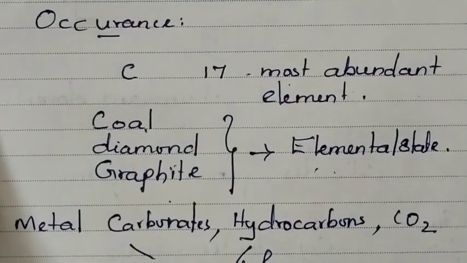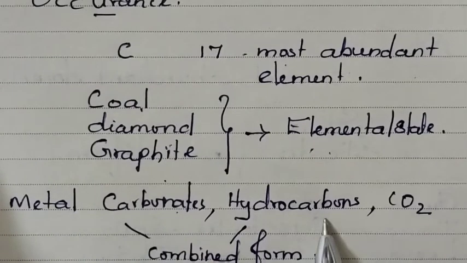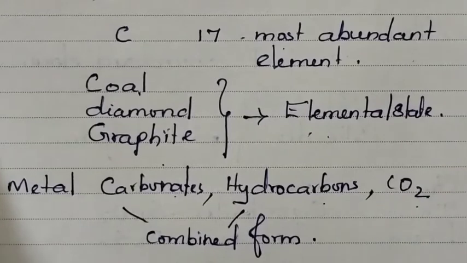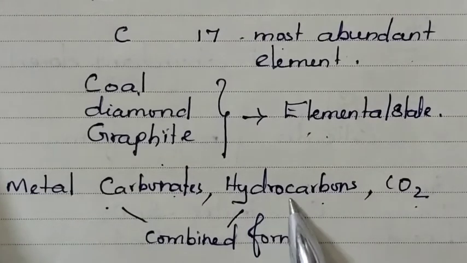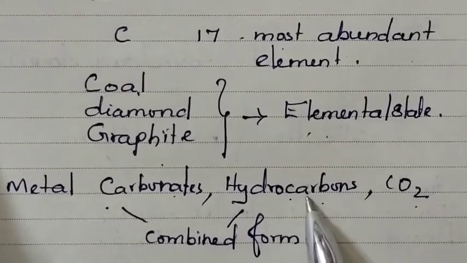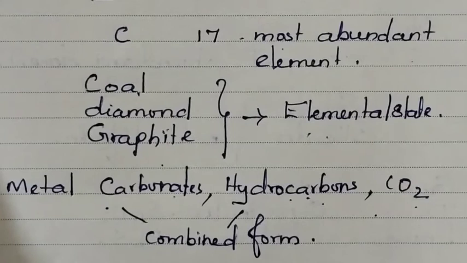But in combined state, it exists as metal carbonates, hydrocarbons, carbon dioxide, etc. These are the combined forms of carbon. In combined form, it exists as metal carbonates, for example sodium carbonate. Hydrocarbons, for example methane, ethane, propane, butane, pentane. These are hydrocarbons. Carbon dioxide. These are some of the combined forms of carbon.